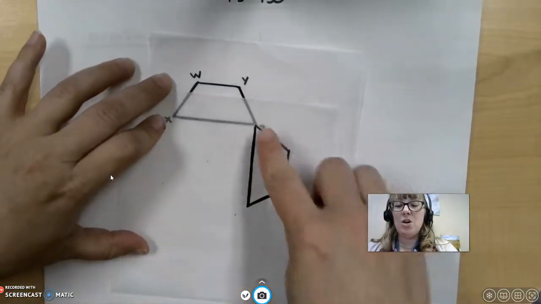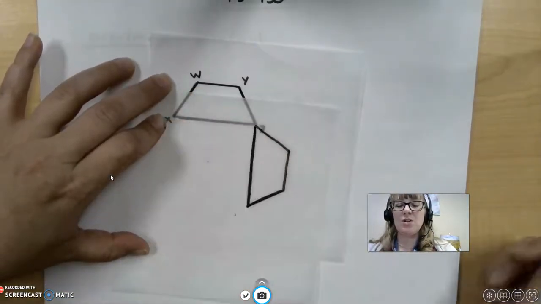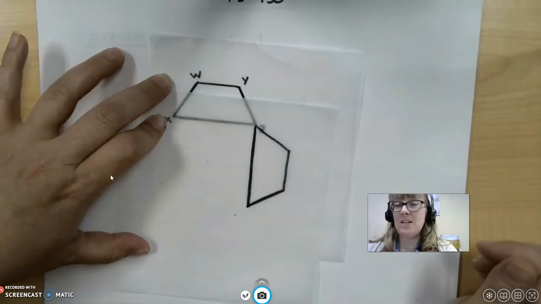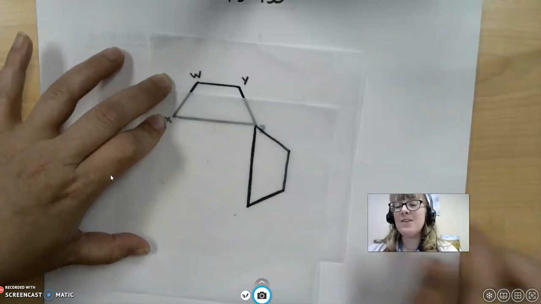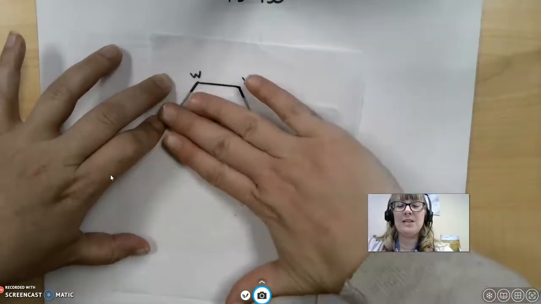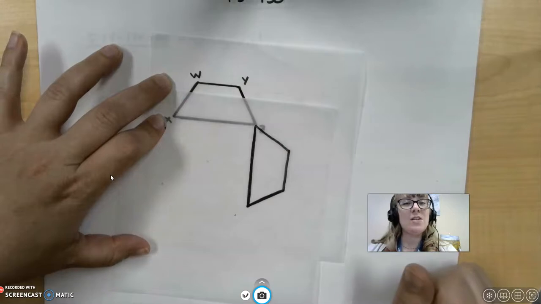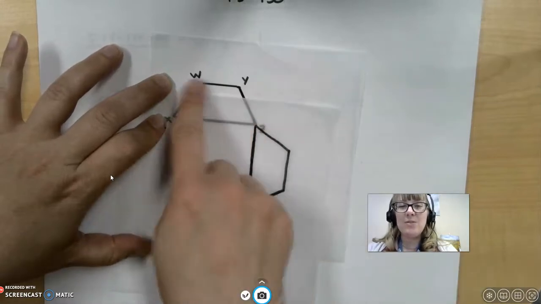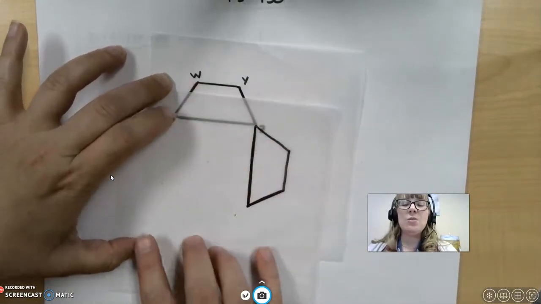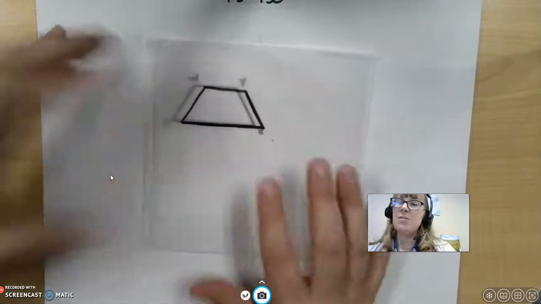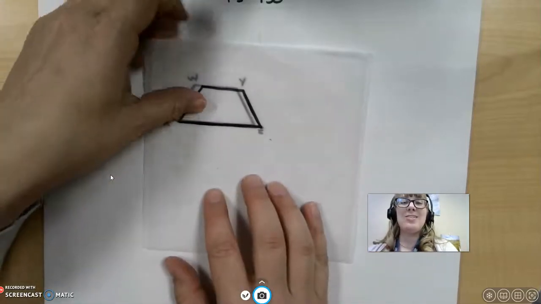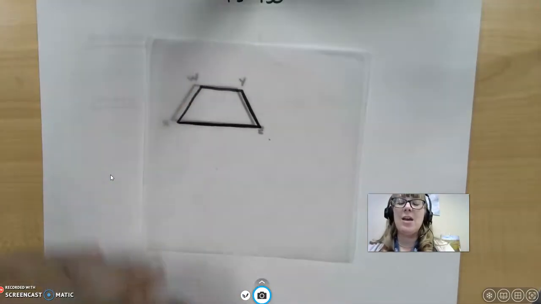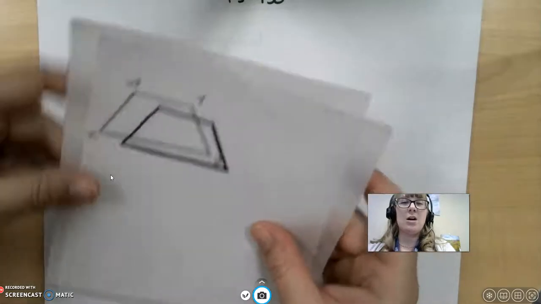Compare this new image to the original. Did it change shape? Did it change size? Obviously not, since I traced them to be the same size. I simply just rotated it. So the size didn't change. It's a trapezoid here and it's a trapezoid here. So rotations will preserve that shape, just like we saw with the reflection preserving our line segment length and the angle. We're seeing that these are going to preserve the shape as well.